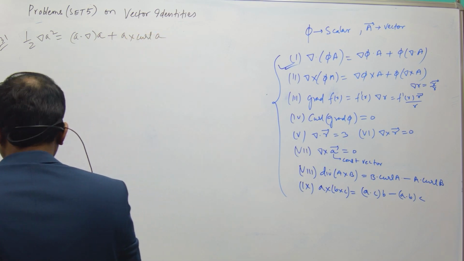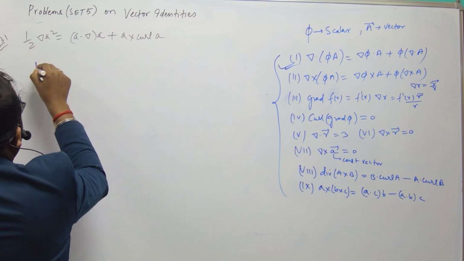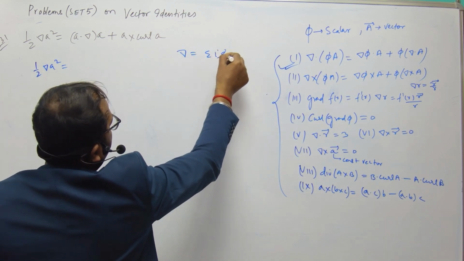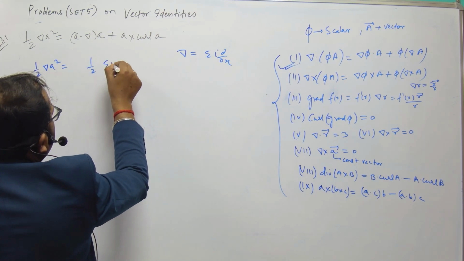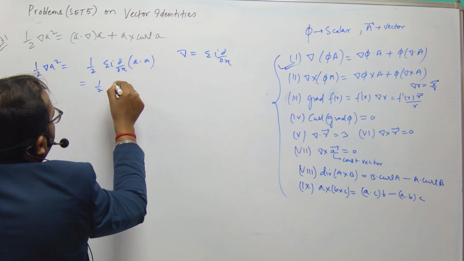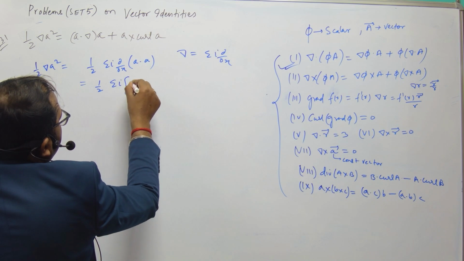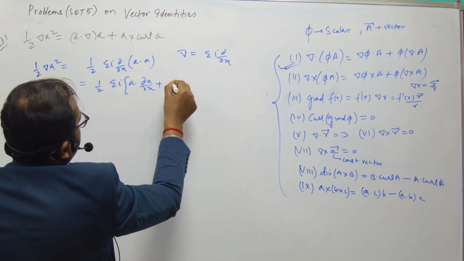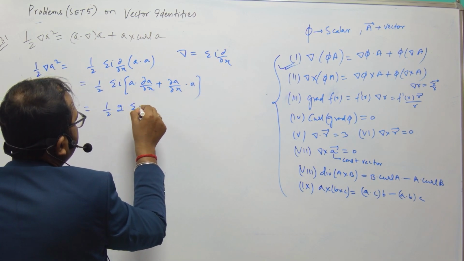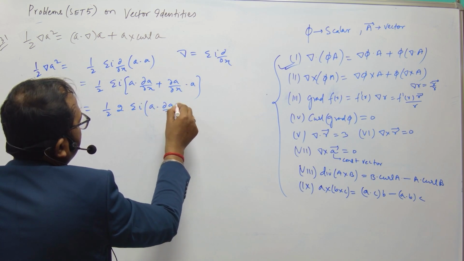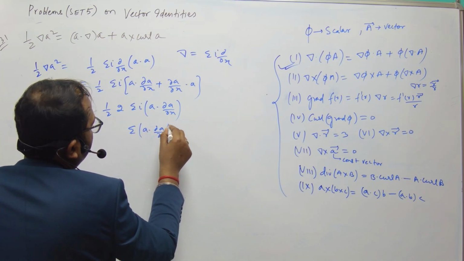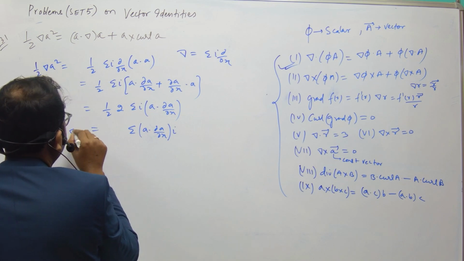Let us solve this. So we have half of del A square. This we can write as, and del we can write as summation of i del upon del x, equal to half of summation i del upon del x of A square, we can write as A dot A, equal to half of summation i, A dot del A upon del x plus del A upon del x dot A. This we can write as 2 times, so this is half of 2 times of summation i A dot del A upon del x. This is equal to summation A dot del A upon del x of i. This is half of del A square.